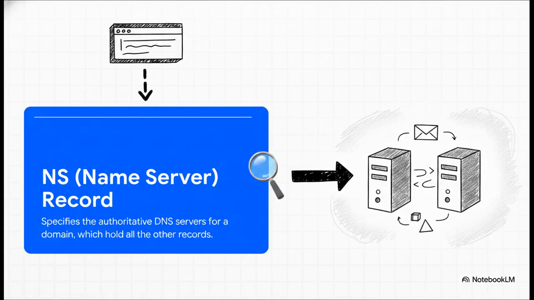The NS, or name server, record basically delegates authority. It says, hey, Internet, for any and all information about this domain, its A records, its MX records, the whole shebang, go talk to these specific servers. When you buy a domain name and set it up with your hosting provider, what you're really doing is changing the NS records to point to their name servers.